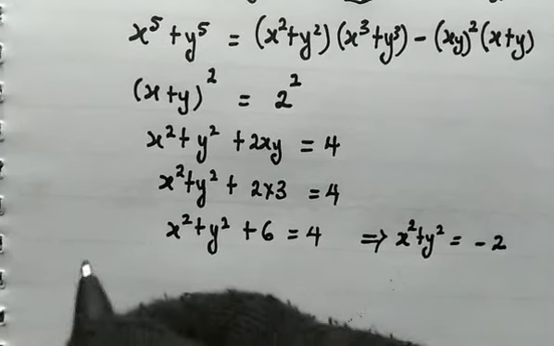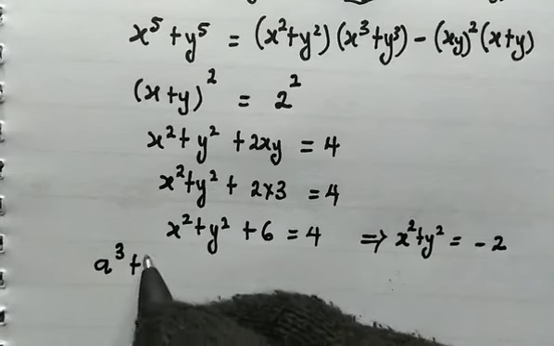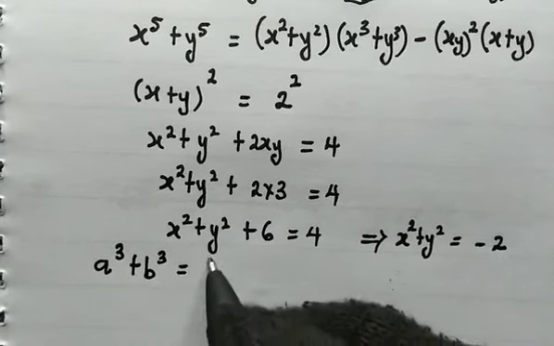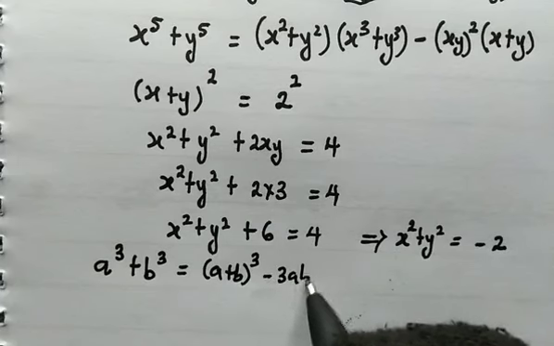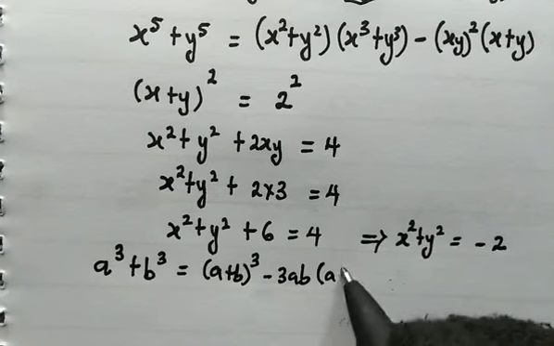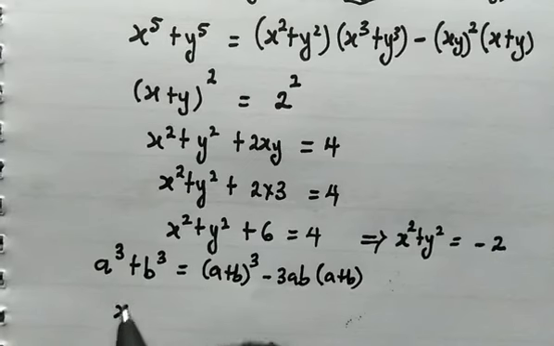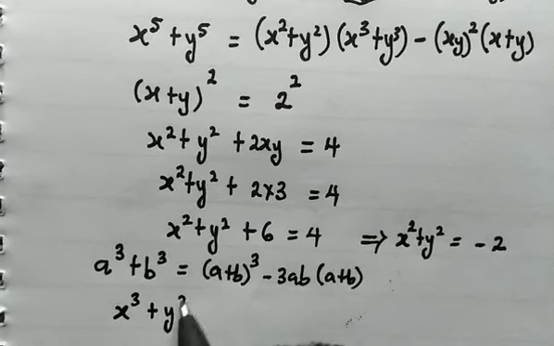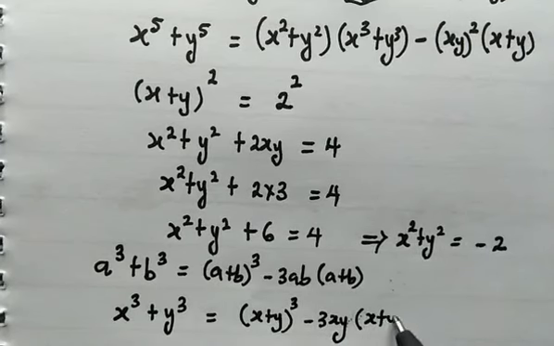We can actually make use of a formula that a to the power of 3 plus b to the power of 3 is the same as a plus b cubed, then minus 3 times a times b, right? Okay, now into bracket a plus b, right? We can make use of this formula or algebraic identity, right? Then with the help of this, we have x cubed plus y cubed equals x plus y cubed minus 3 times x times y into bracket x plus y.